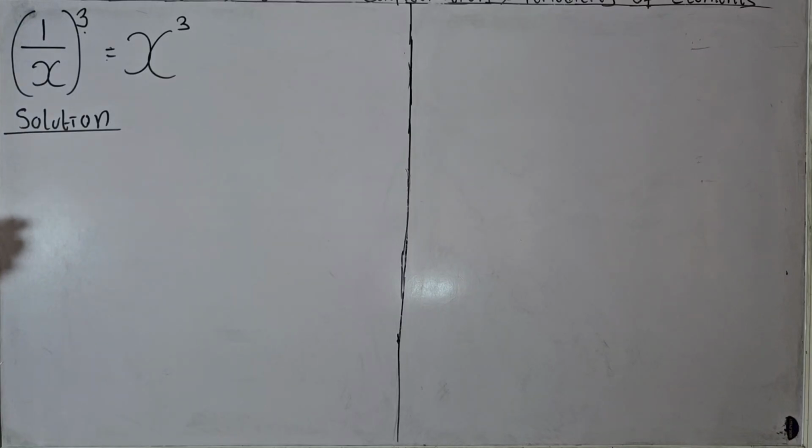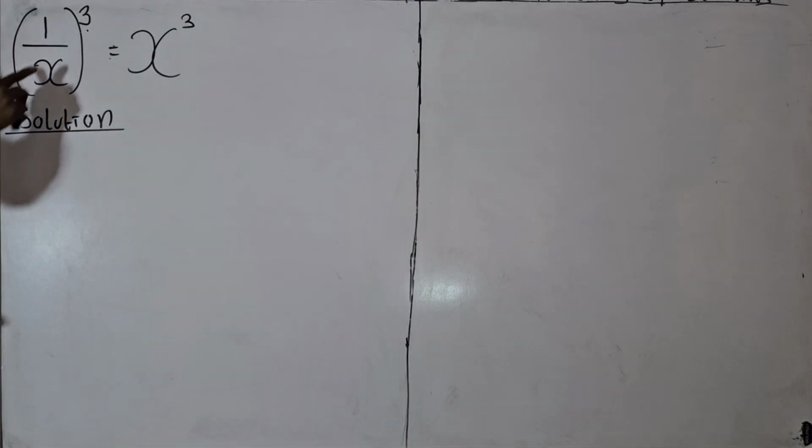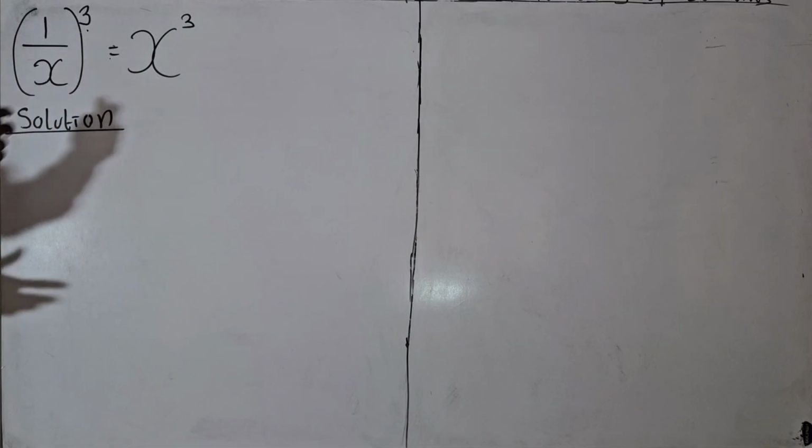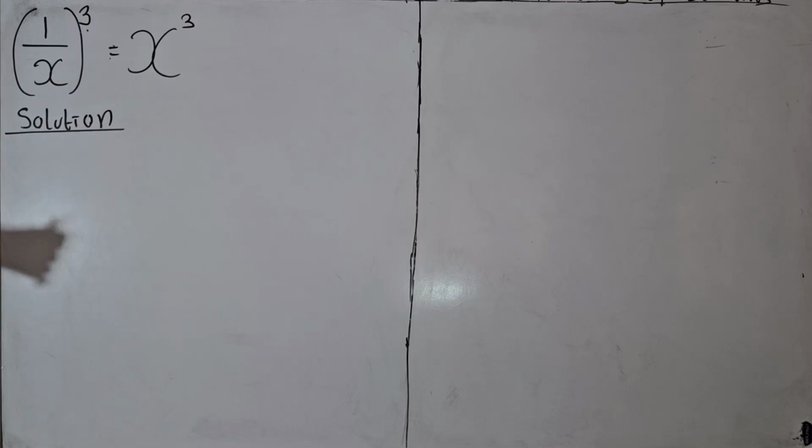Our goal is to find all the values of x in the exponential equation that we have on the board. Given 1 over x raised to the power of 3 equals x raised to the power of 3. Do not think that the roots of this equation are 3. There are like 6 roots. So wait, let me show you how to do it.